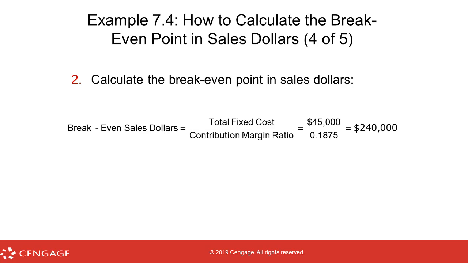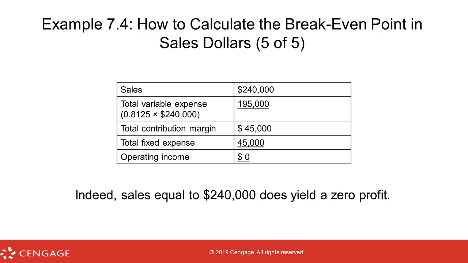The total fixed cost is given to us of $45,000. We just figured out that the contribution margin ratio is 0.1875. $45,000 divided by 0.1875 is $240,000. That's the sales number we need to hit in order to break even. So we'll plug those numbers into an income statement just to check our work.